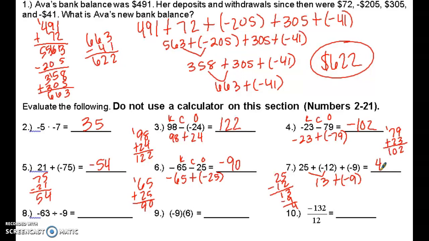Number 8, 63 divided by -9. 63 divided by 9 is 7. And a negative divided by a negative is positive. Number 9, -9 times 6. 9 times 6 is 54. And a negative times a positive is a negative. Number 10, -132 divided by 12. 132 divided by 12 is 11, and a negative divided by a positive is a negative.